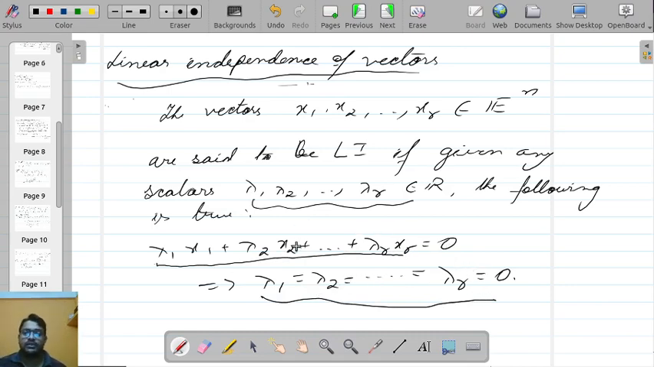Okay, right? Given any scalars lambda 1, lambda 2 up to lambda r, this implication is true. So any linear combination of x1, x2 up to xr which evaluates to 0 means that each of these scalars is 0. So we cannot find non-zero scalars whose linear combination gives us 0. So that is the basic idea.